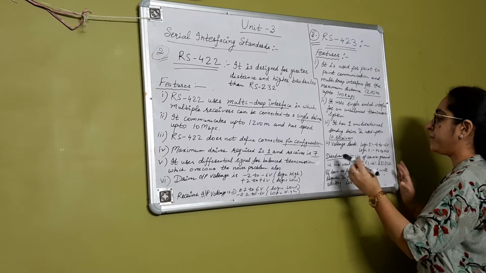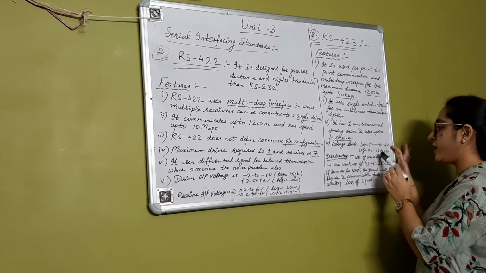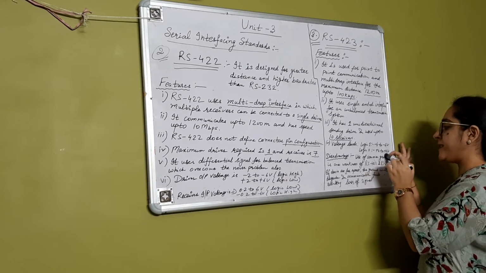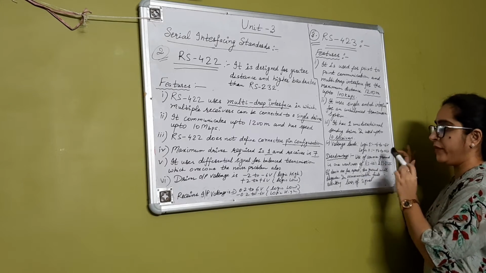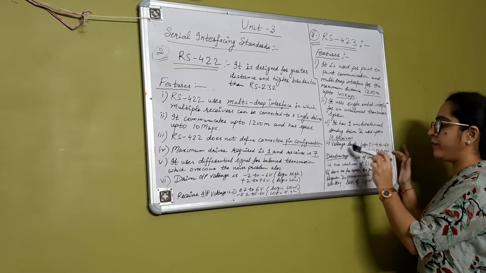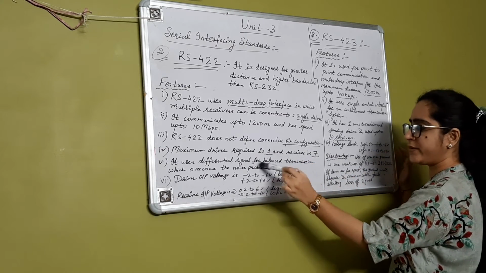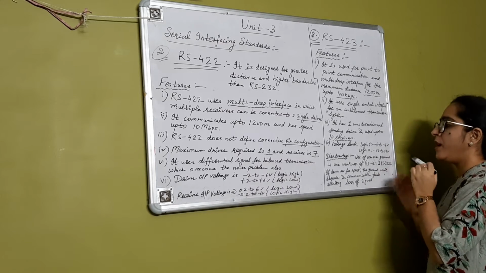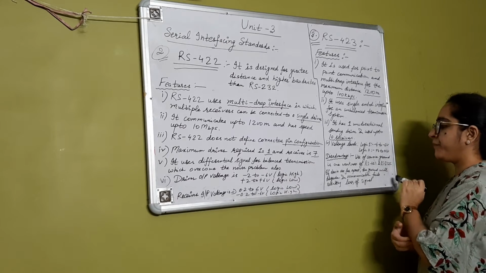Now the voltage level: logic 1 has -4 to -6 volt, logic 0 has +4 to +6 volt, whereas this gives the voltage level of -2 to -6 volt. Okay, here it is -4 to -6 volt.